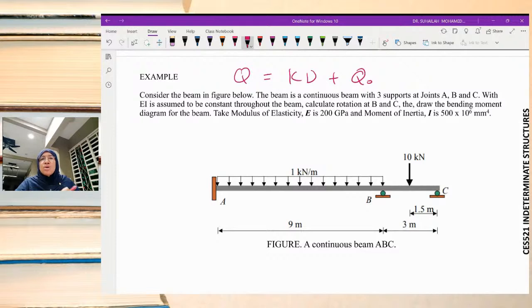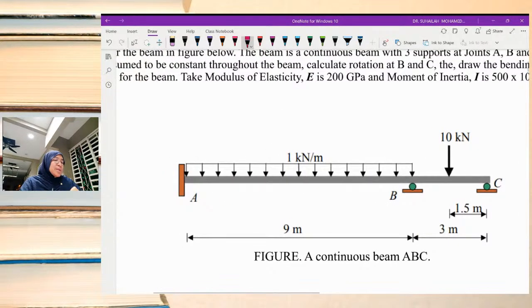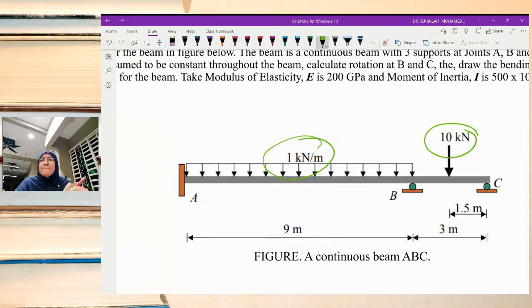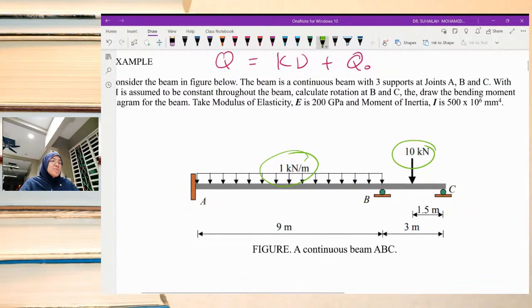So what is Q naught? Q naught is called the equivalent nodal forces. That will cover this thing and this thing. Whenever the member or element is subjected to load, there is a UDL along the member and point load on the member at the center or anywhere on the member, not at a joint, we have to consider this as Q naught, equivalent nodal forces.